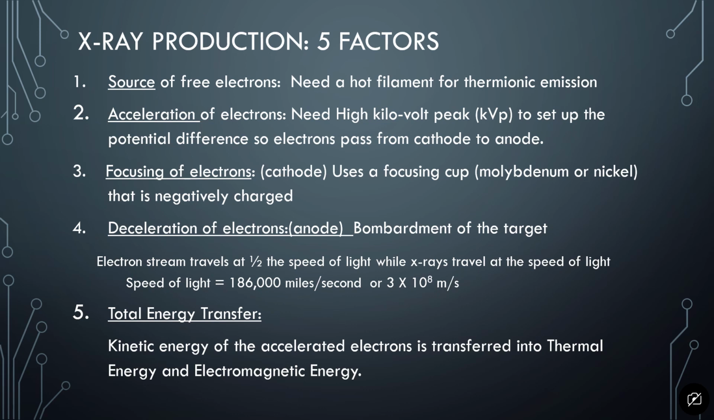Third, focusing of the electrons. This happens at the cathode, and it's often done using a focusing cup that's either molybdenum or nickel. It is negatively charged, and it helps to direct the electrons straight towards the anode. Fourth, the deceleration of electrons, which is the bombardment of the target. This is the stream of electrons that pass through the focusing cup and are directed at the anode, and then when they bombard the target, they interact with it.